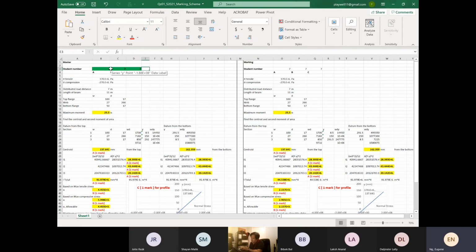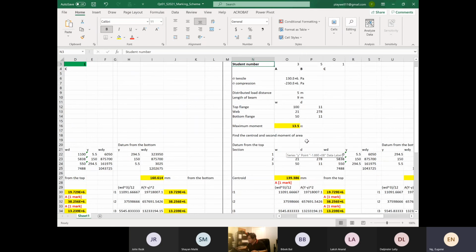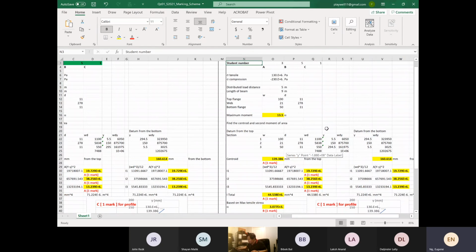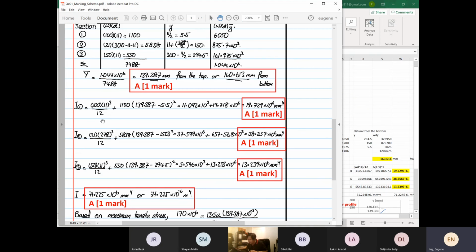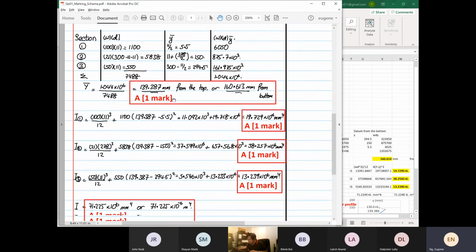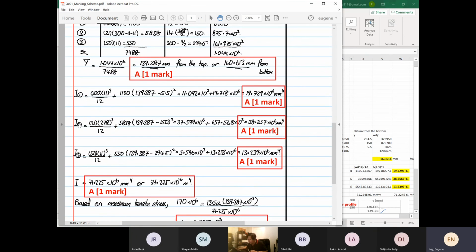For example, let's say a student number is 351. The first A over here is your central. You can see the meaning. I1, I2, I3 are section 1, 2, and 3. From the marking key, you can see what section 1, section 2, section 3.